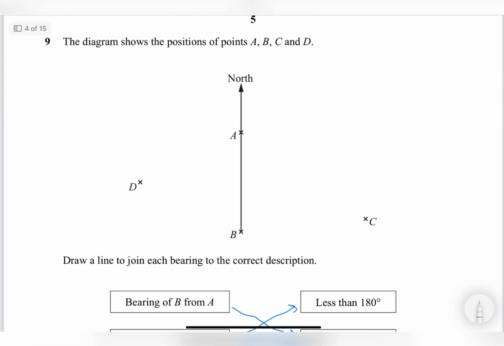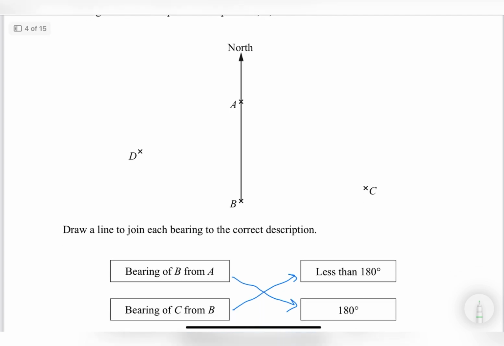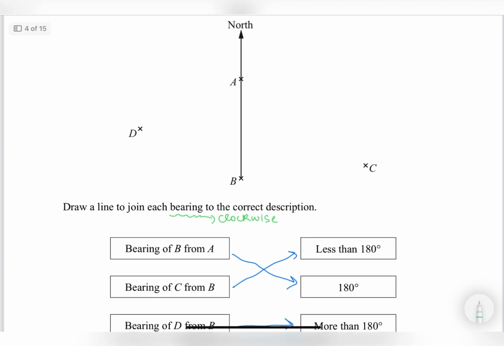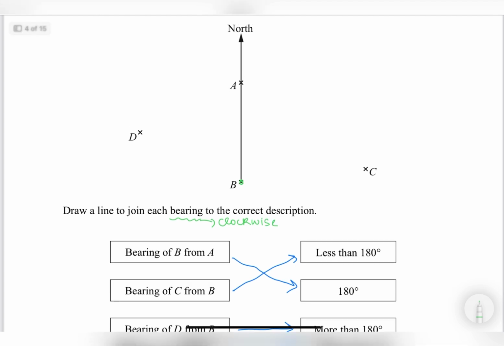The diagram shows the positions of A, B, C, and D. Draw a line to join each bearing to the correct description. All right. Always measure bearing clockwise, right? This is the rule. Okay. So bearing of B from A, from A. So come to A first. After from, A is given. So come to A first.